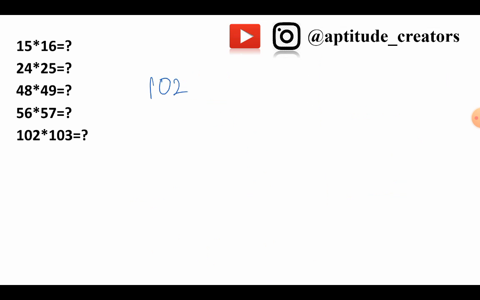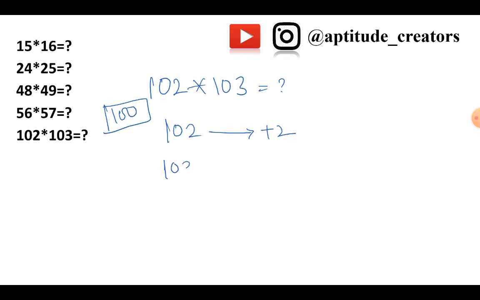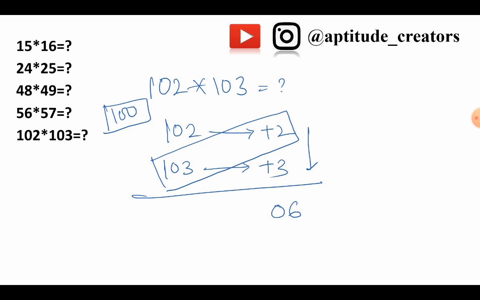Now what about the last multiplication? That is 102 into 103. If I am considering the base number as 100, 102 is plus 2 more. 103 is plus 3 more. 3 into 2 will give the result as 6. I am writing it as 06. Now 103 plus 2 will give the result as 105. Answer is 10506.